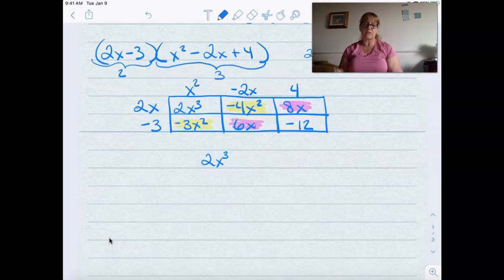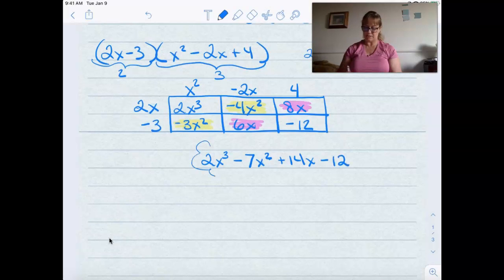Now let's look at our x squareds. You have negative 3x squared and a negative 4x squared. When you add these together, you get a negative 7x squared. Now look at the pink ones, 8x and 6x. When you add this together, you get a 14x. And then the negative 12 doesn't have anything to combine with, so we just bring that down as minus 12. And there is your answer.